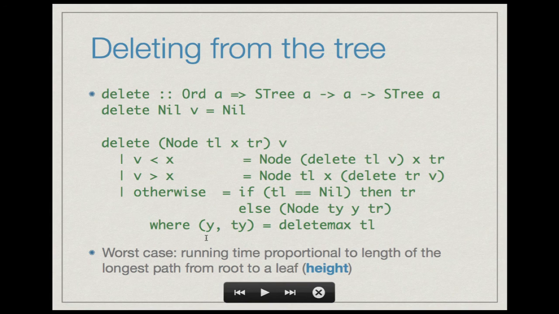Recall that our strategy is to find the maximum element in the left subtree and replace x by that value. So y is the maximum element in the left subtree, we replace x by y. So y becomes the new root, ty is the new left subtree, and tr is the right subtree as usual. Again, in the worst case, this code runs in time proportional to the height of the tree.